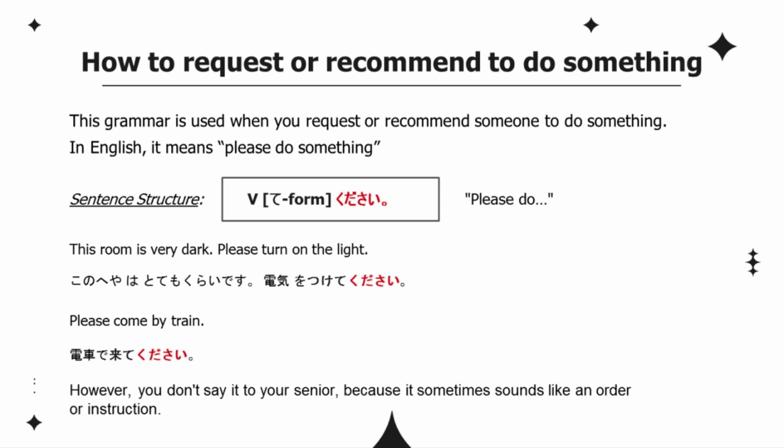V, te form, kudasai, meaning please do. Use this form to request someone to do something. Remember that this form is only used when the sentence is positive. We will use a different form when speaking a negative sentence. Let's have a look at some examples.